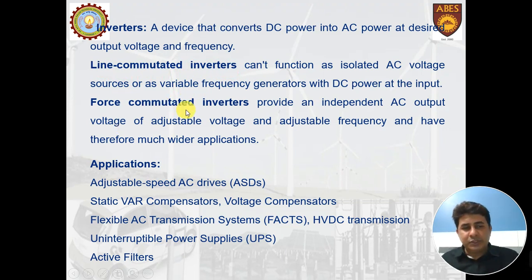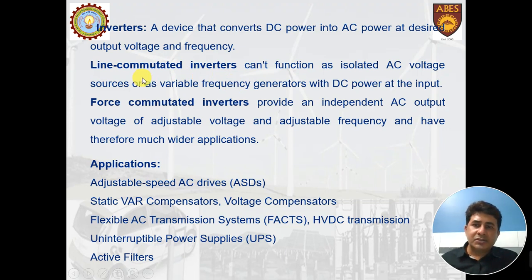Let me go back to the phase control converters. A phase control converter is capable to work as a rectifier or as an inverter. If in a converter the value of alpha is kept between 0 and 90 degree, it works as a rectifier. However, it is said to be working like a line commutated inverter if the value of alpha is between 90 to 180 degree. But that line commutated converter has some limitations.